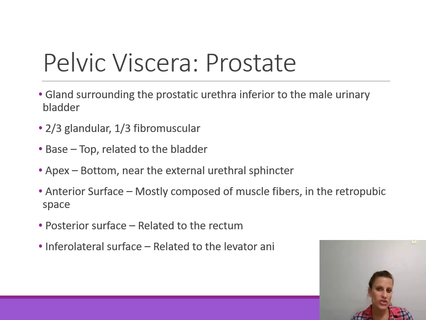The anterior surface of the prostate is again where we mostly have the muscle fibers, and this is in the retropubic space. So this is right behind the pubic bones. The posterior surface of the prostate relates to the rectum. It's just anterior to the rectum. This posterior surface is the surface that's most easily palpable during a digital rectal exam. The inferolateral surfaces of the prostate are related to the levator ani muscle, which is the muscle that forms the pelvic floor.